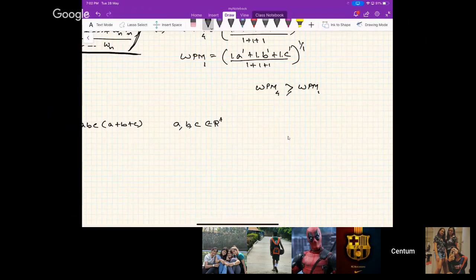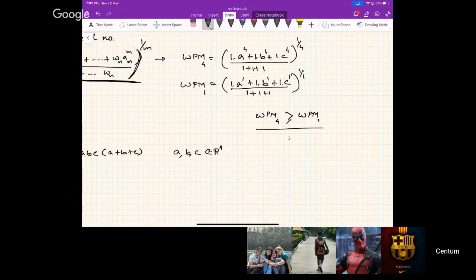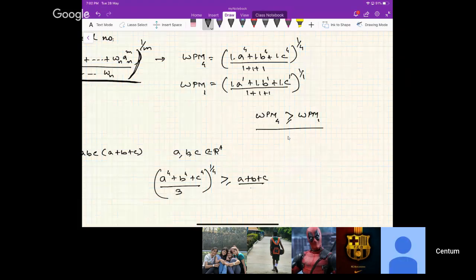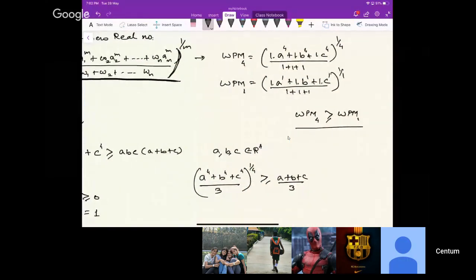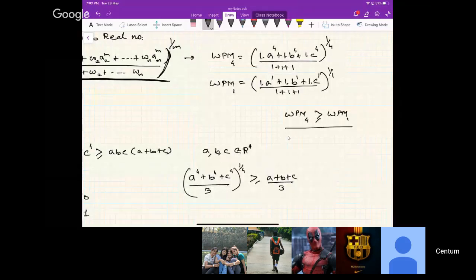So WPM4 is greater than equal to WPM1. This is what we learned, and now we will be applying it. So if you apply this, what do you get? Let me write that. a to the power 4 plus b to the power 4 plus c to the power 4, divided by 3, whole to the power 1 upon 4, will be greater than equal to (a plus b plus c) by 3. Isn't it?